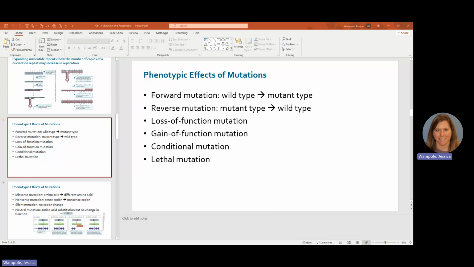A to G, is that a transition or a transversion? Transition. Purine to purine? That should be a transversion. Nope, you're right. Nope, nope, nope, hold on. Transition, you are correct. Very good.